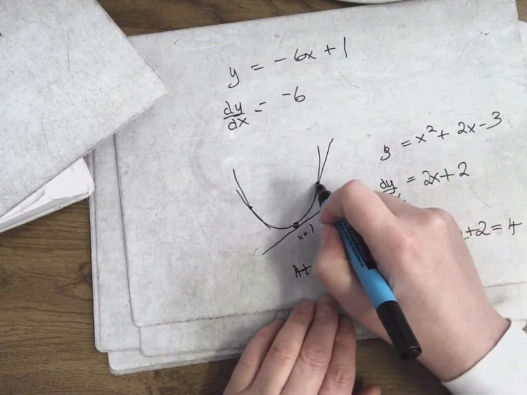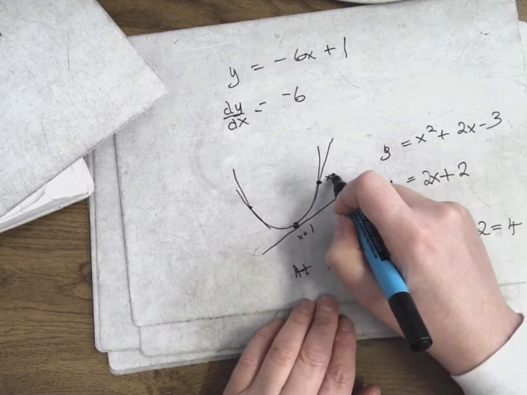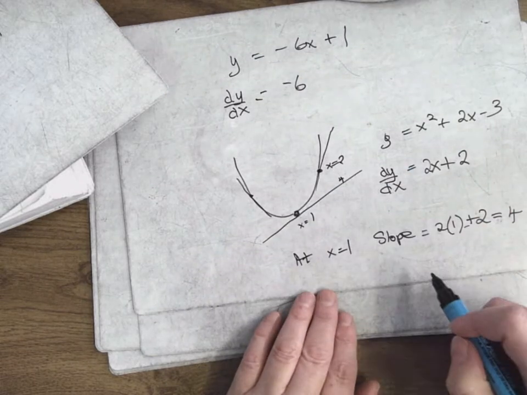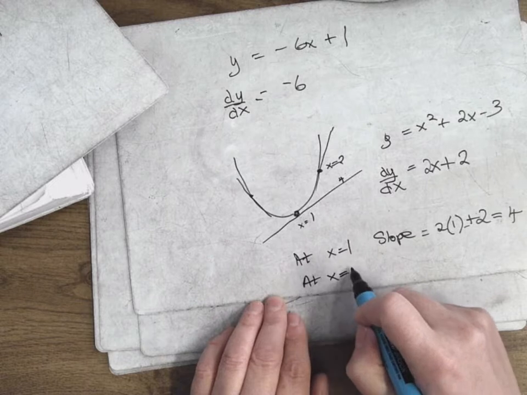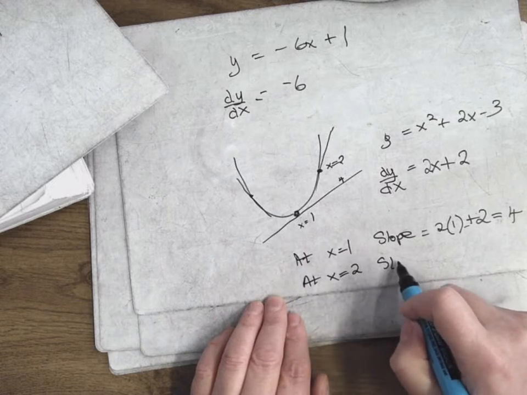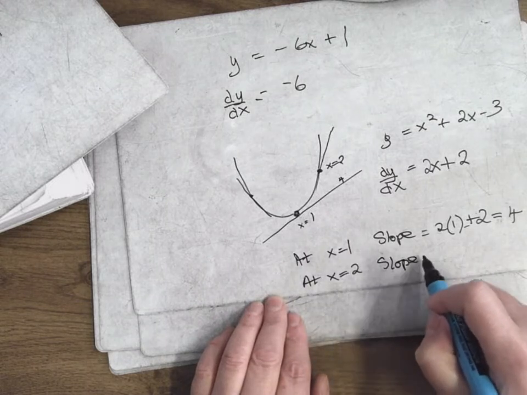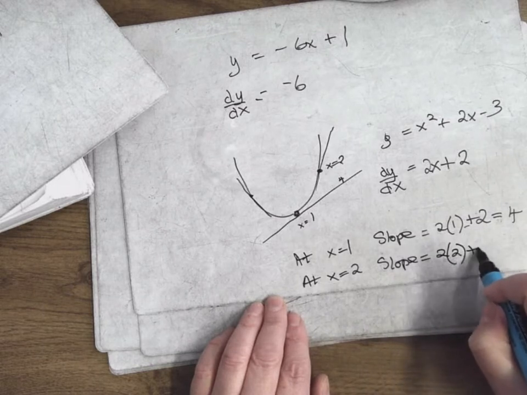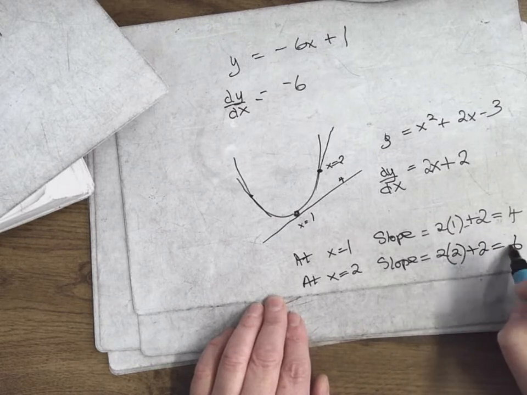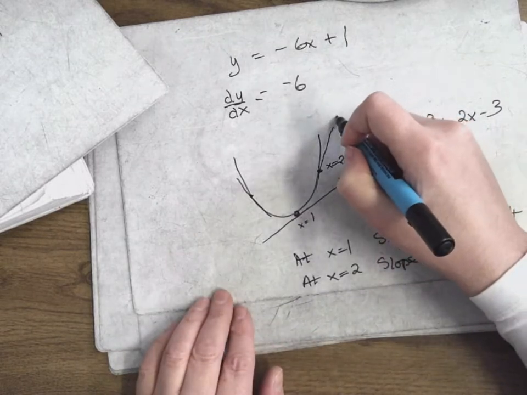Okay? Imagine at this point, x is equal to 2. So at x equals 2, the slope of the curve at that point is 2 times 2 plus 2. So 2 times 2 plus 2 is 6. So the slope of that line there would be 6.